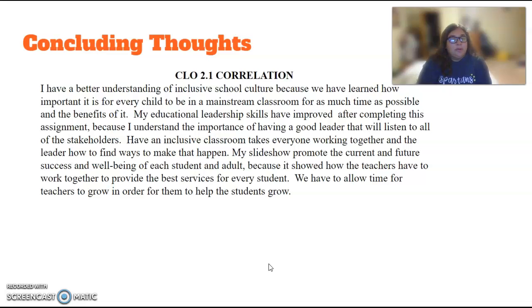My slideshow promotes the current and future success and well-being of each student and adult because it shows how the teachers have to work together to provide the best services for every student. And we have to allow teachers time to grow in order for them to help the students grow. And that's something we would need to work on in our school.